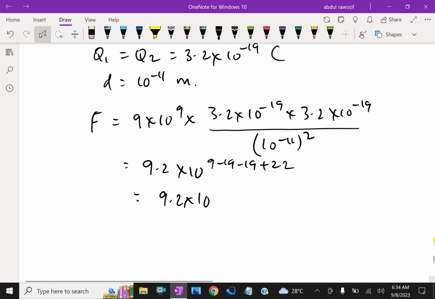Which is equal to 9.2 into 10 power. Here 9 plus 22 equals 31 positive, and the other is 38 negative. Here 31 and 38. So we have 10 power minus 7 newton. This much force acts between two alpha particles.